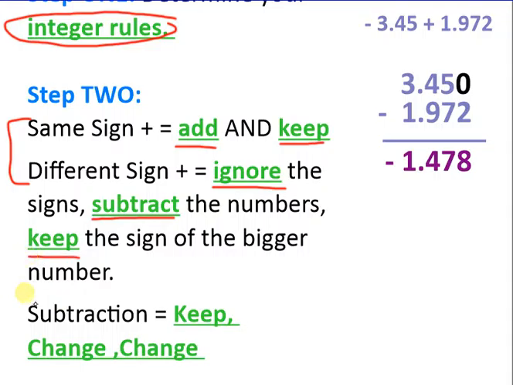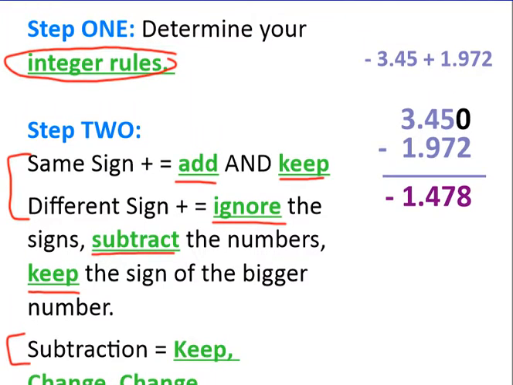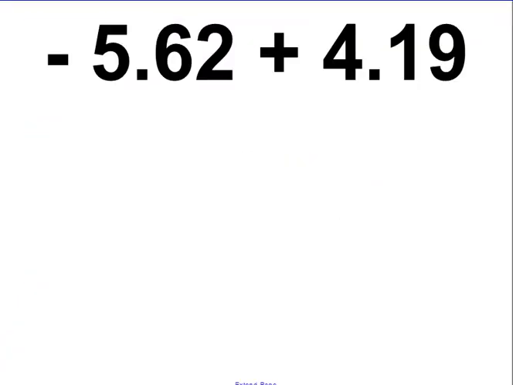For different sign with addition, you're going to completely ignore the signs, subtract the numbers, and then keep the sign of the bigger number. Then when you move on to subtraction, you are going to use the tic-tac-toe or a different method if you choose, but you're going to do keep, change, change. You keep the first number, change the subtraction to addition, and change the sign of the second number. And I have an example here using decimals. I had a negative number plus a positive number, so I'm going to ignore the signs, subtract the two numbers, and when I did that, I ended up with 1.478. But then when I go back to the original problem, 3.45 was the bigger number, it was negative, and so my answer is negative.